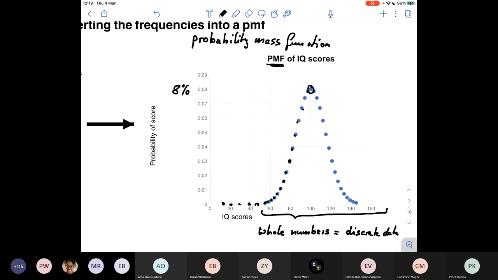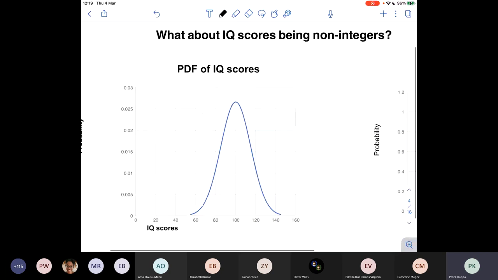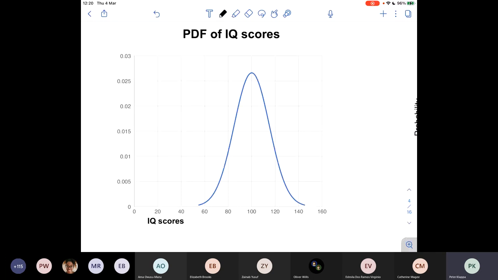But what if these numbers are not whole numbers, if they are not integers, if we could get an IQ score of, say, 80.356? Now, we can't use this probability mass function with the individual dots anymore. We would actually use a smoothed curve, like you see here in this diagram. Again, we have the IQ scores, but we no longer have just 80, 81, 82, we actually have things in between. So 80.345, for example.